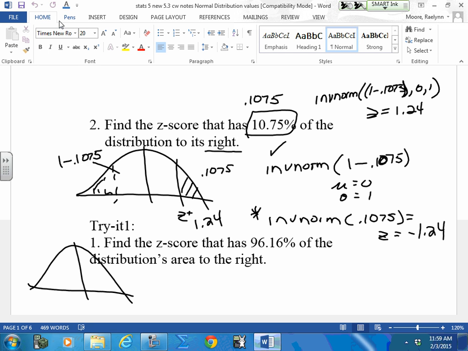Okay, now, where am I going to find the z-score? In the positives or the negatives? I want the area to be 96% to the right. Negatives. I want this area to be 0.96. So, I have two choices. I can look up the inverse norm of 1 minus this.